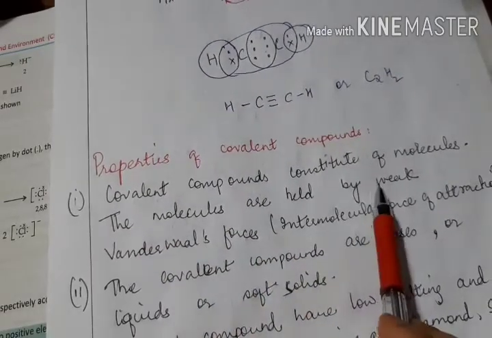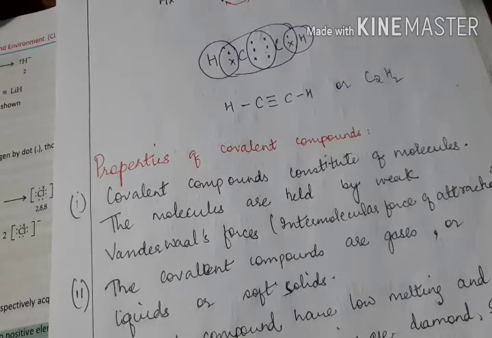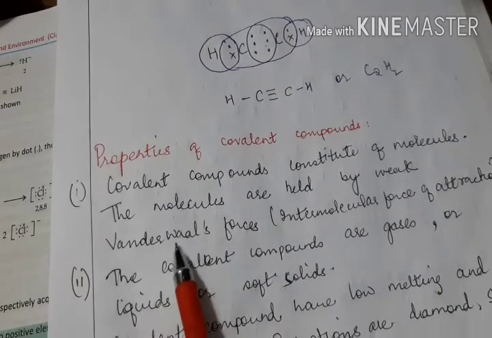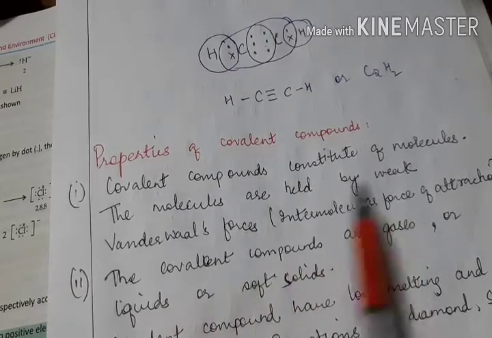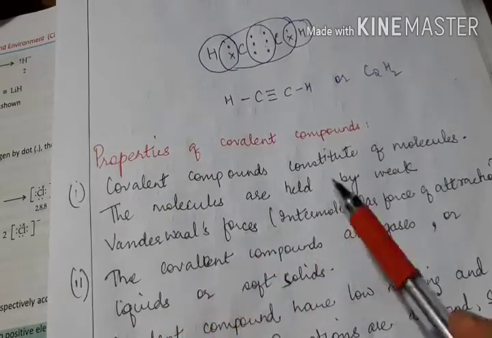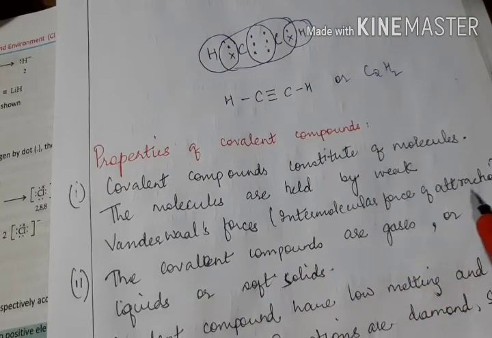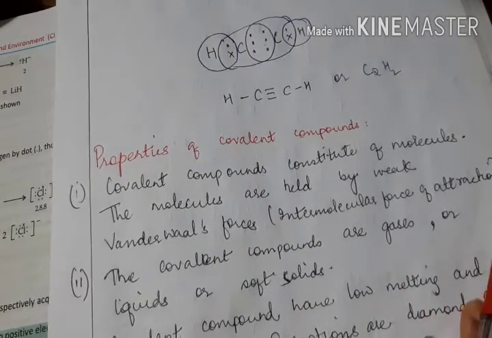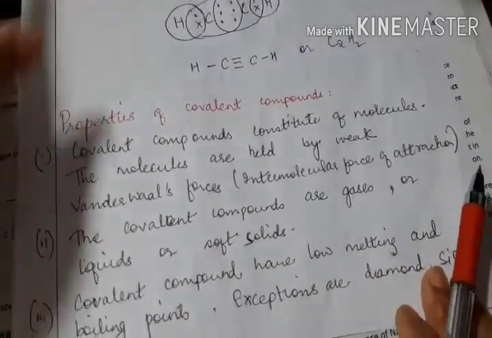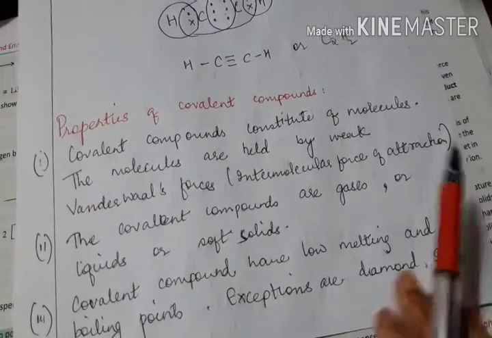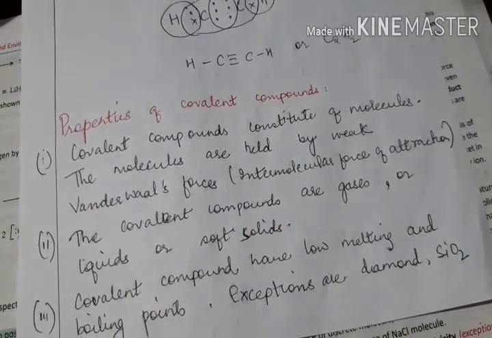These molecules are held by van der Waals forces, and these are weak forces compared to the electrostatic force of attraction. You know that ions were held together by electrostatic force of attraction, which was a very strong force, whereas van der Waals forces are weak. Van der Waals forces are nothing but the intermolecular force of attraction. So covalent compounds are made up of molecules held by weak van der Waals forces.